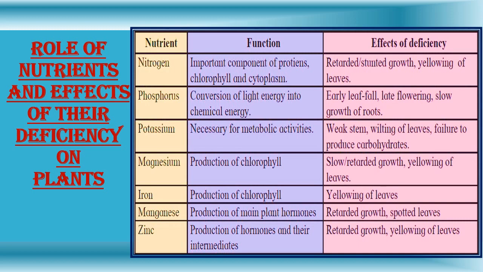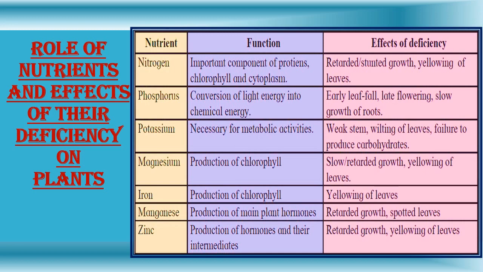Then the second nutrient is phosphorus. It converts light energy into chemical energy, and its deficiency in plants causes early leaf fall, late flowering, and slow growth of roots. Then the third nutrient is potassium. It is necessary for metabolic activities, and the effect of deficiency will be weak stem, wilting of leaves, and failure to produce carbohydrates.